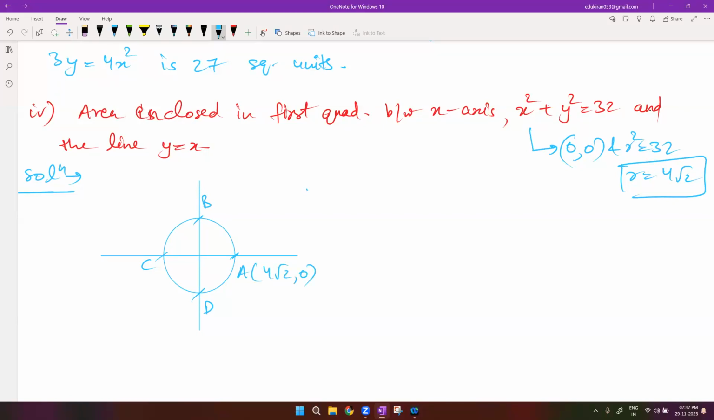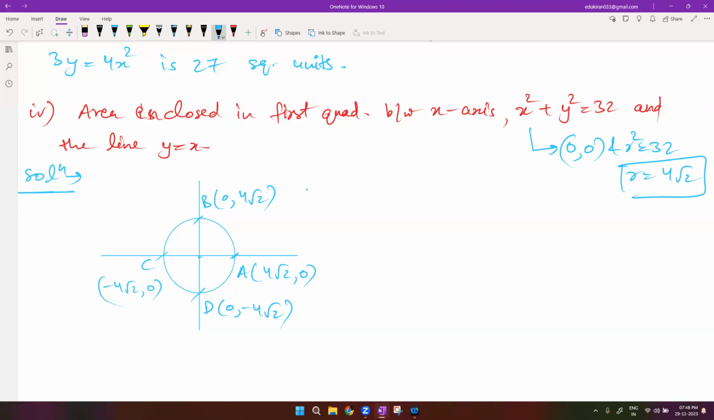And what is this C point? Minus 4 root 2 comma 0. These points are your radius only. This is the center, so this must be the radius, and this is on the x-axis, so y must be 0. Here x must be 0, y is 4 root 2. Okay, so this is our circle.